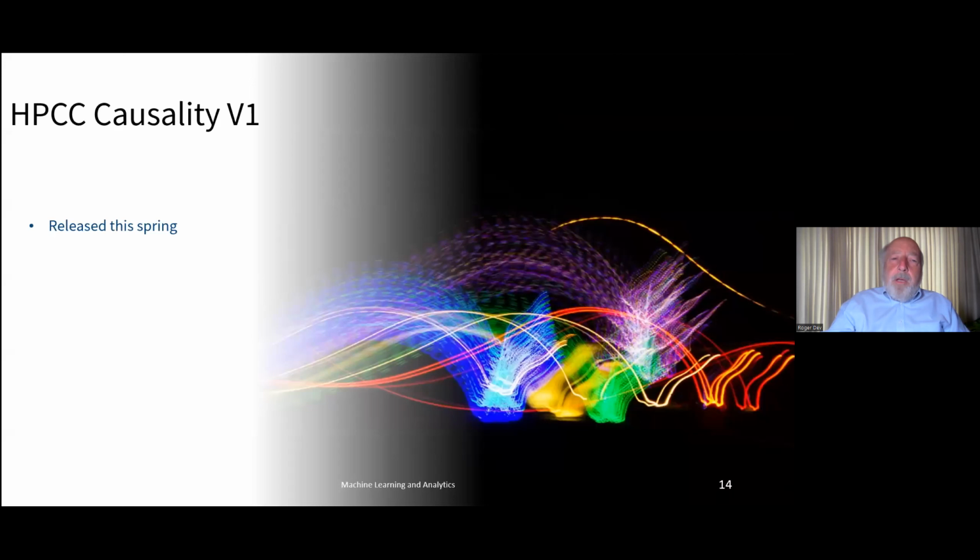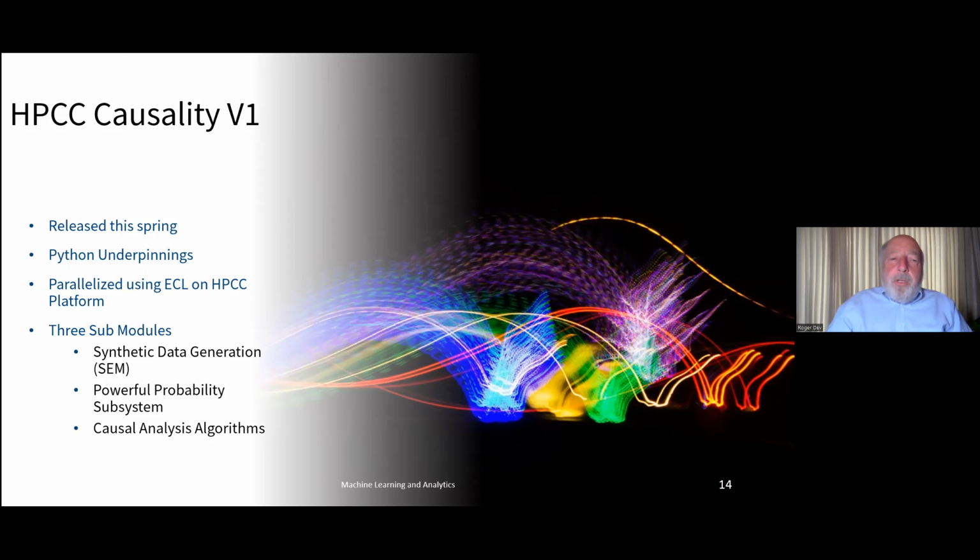All right, now we're going to talk about our causality toolkits. Version 1 was released this spring. It's got Python underpinnings, which are parallelized using ECL on the HPCC platform. These algorithms, as you might know, are very intensive, and we can accelerate them greatly. They're mostly fully parallelizable, and they run very quickly on HPCC clusters.